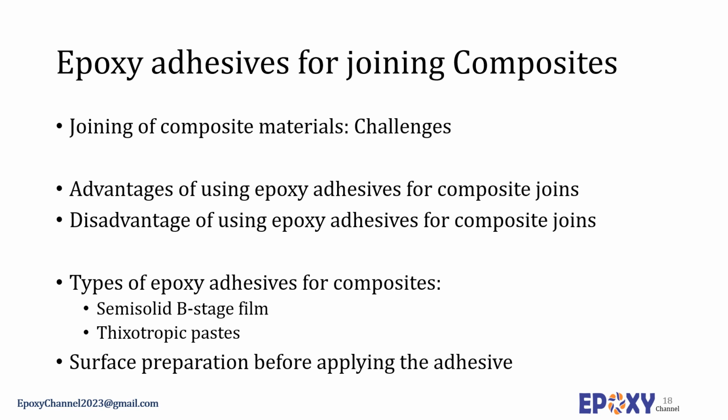Moreover, there are other considerations that also exist when using epoxy hardeners for composites. Some composite materials are sensitive to the heat required to cure many epoxies. Moreover, epoxies are too stiff and brittle for flexible composites. Composite structural adhesives are often supplied in two basic forms: semi-solid B-stage film, and thixotropic paste.